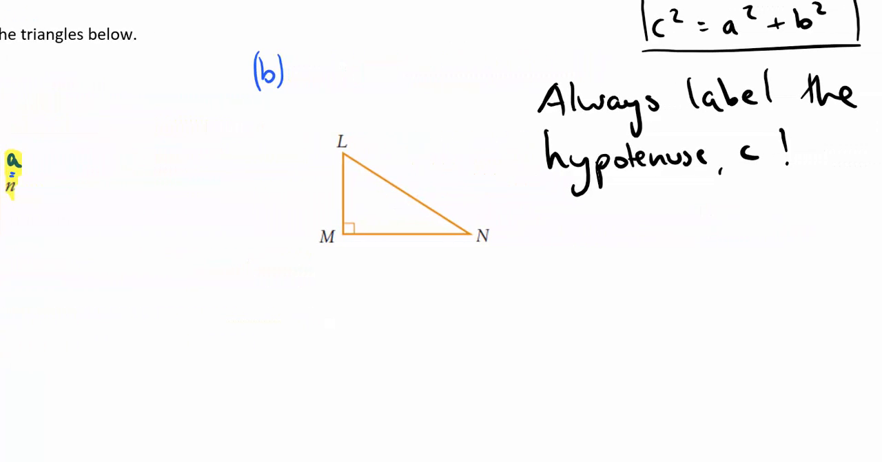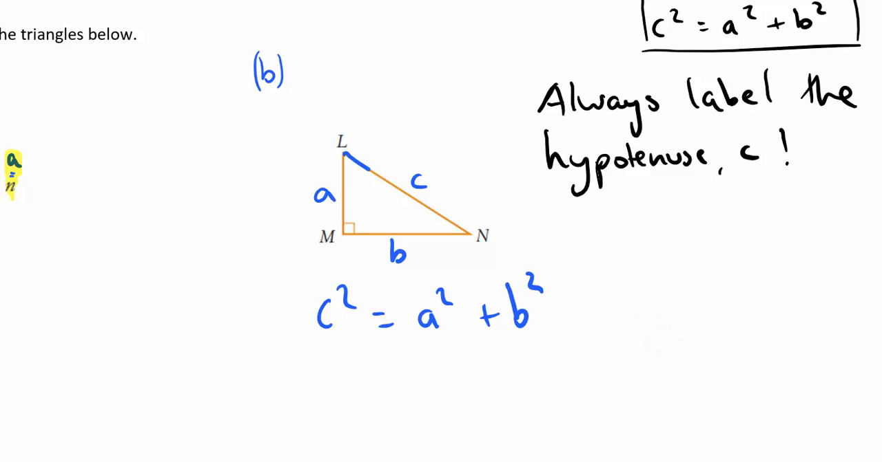Let's go and do it over here as well in part B. Here again, I've only got capital letters on the corners of this triangle. We will need to use those when writing Pythagoras' theorem. But first of all, let's label the hypotenuse C and the other two short sides A and B. We always label the hypotenuse C. So, C is Ln. So, first of all, let's write C squared equals A squared plus B squared.